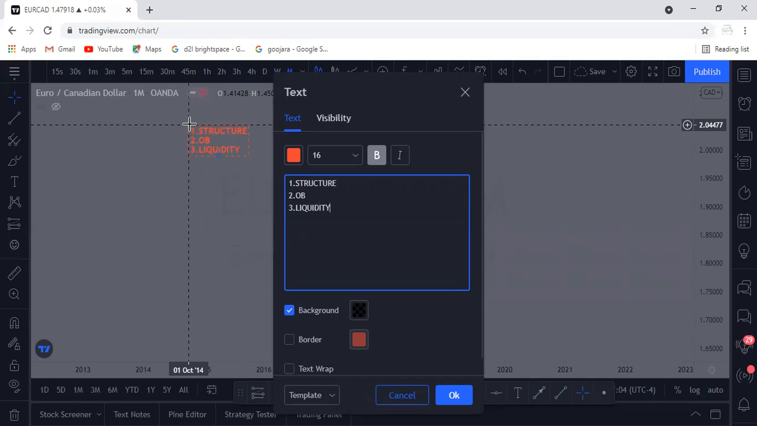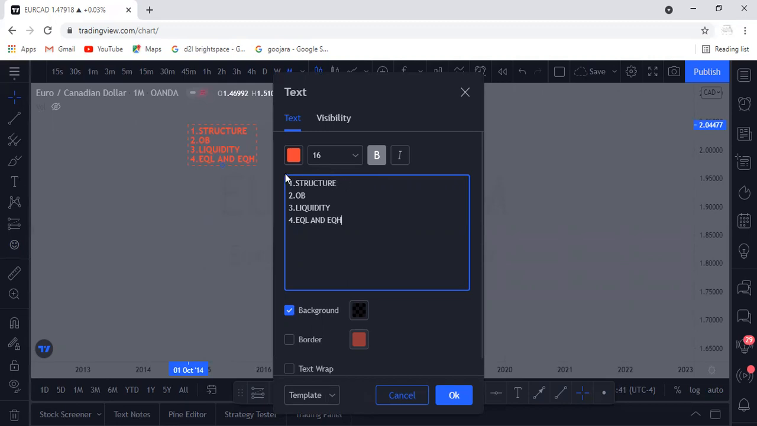All right, so number four. You need to know where the price has created equal lows or equal highs. I'm going to write the equal lows and equal highs. So these are the four categories that need to be taken care of.